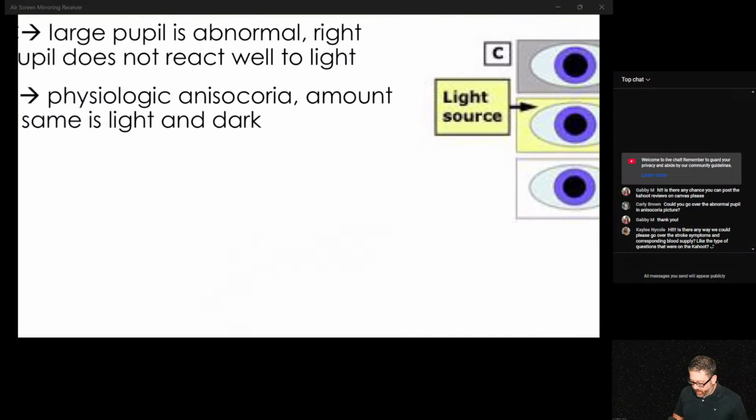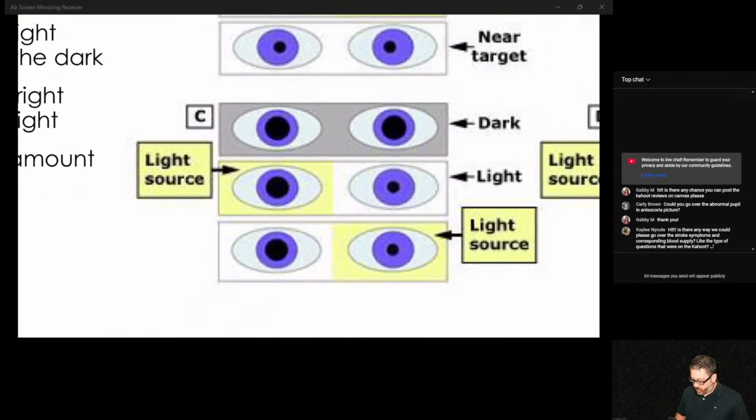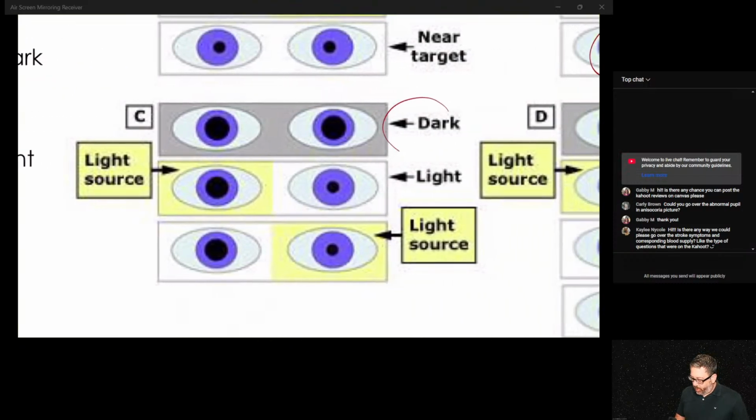In C, the large pupil is the abnormal one. So in a dark room, they're both going to look normal because you're in a dark room, dimly lit. Again, both should be dilated, and they both are. But this is the damaged eye. Now we put a light source in that eye, and there is no constriction. Because it's damaged, it's not going to constrict.